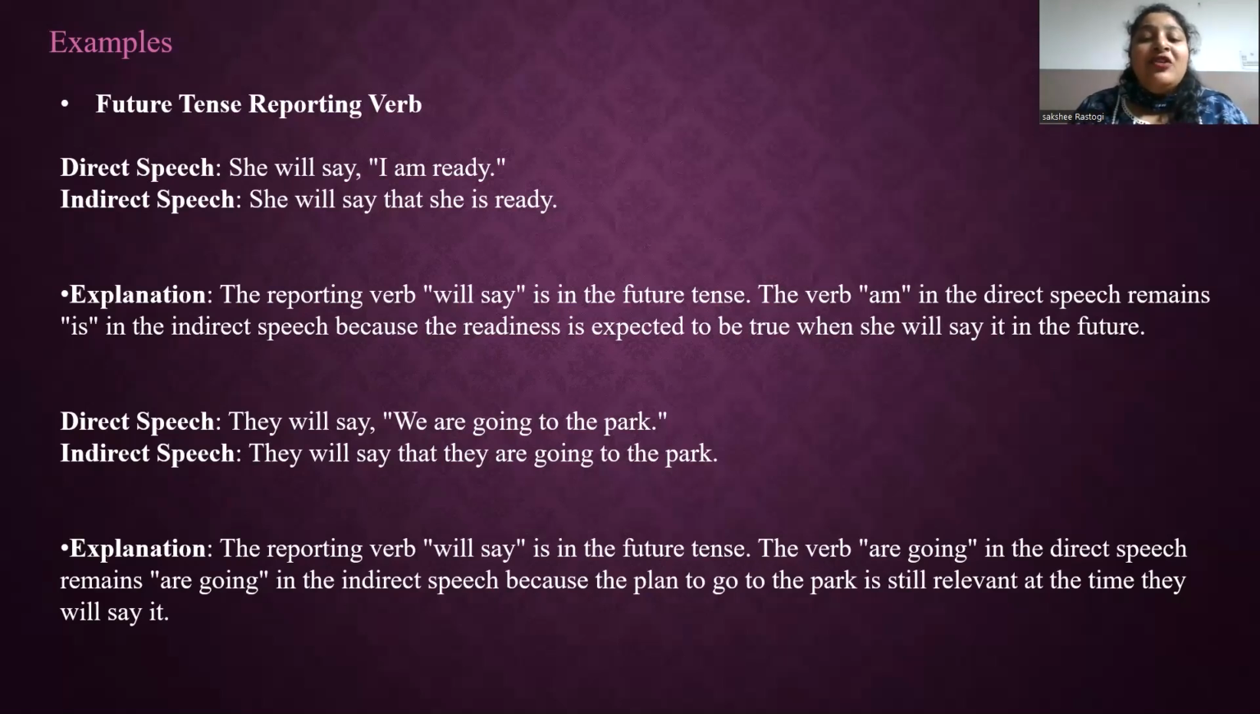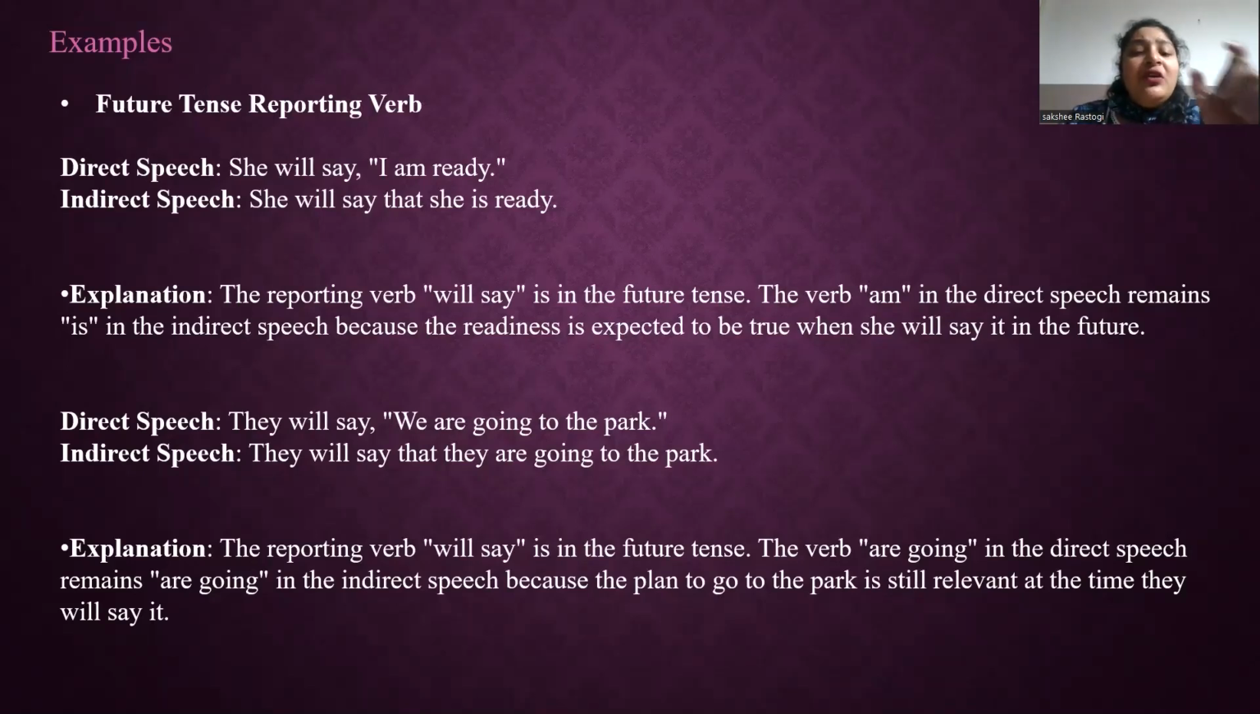For example, she will say goodbye before she leaves. Prediction: to report a prediction or forecast about a future event. For example, the weatherman will announce a storm warning tomorrow. Plans: to report a plan or intention for a future action. For example, they will tell us about their plans for the project next week. Future instructions: to report instruction or guidance for a future task. For example, the teacher will explain the assignment tomorrow.